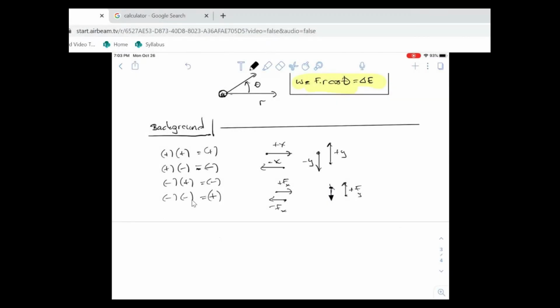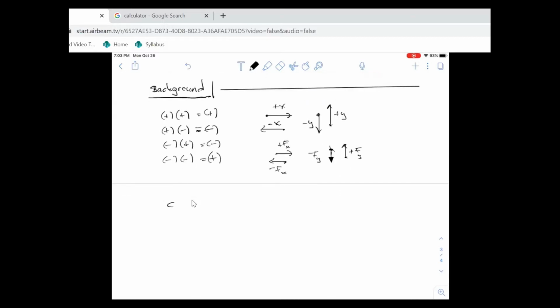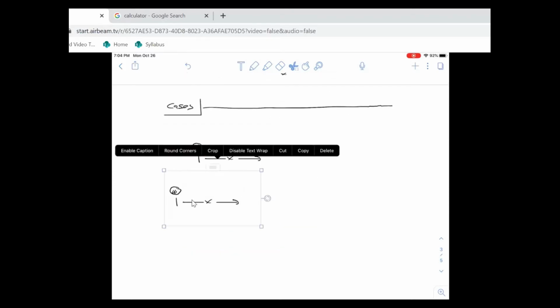And force in the downward direction is going to be negative. All right, so we'll take a look at 3 cases. We'll have 3 different cases regarding work. Okay, so you may have an object moving along the x direction just like that. I think I'm just going to keep the same direction. All right, so let's set up 3 cases.